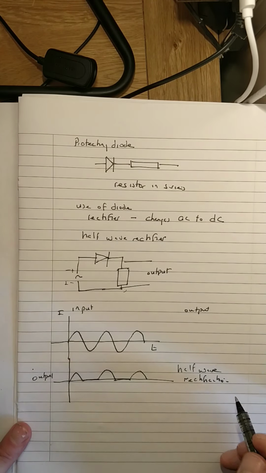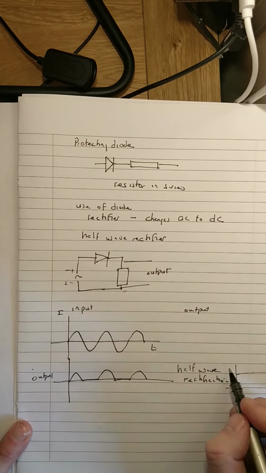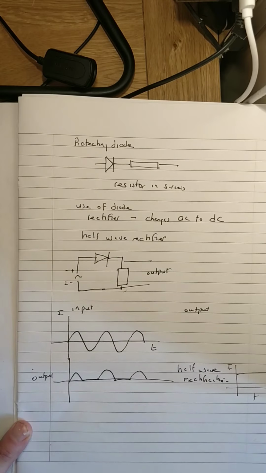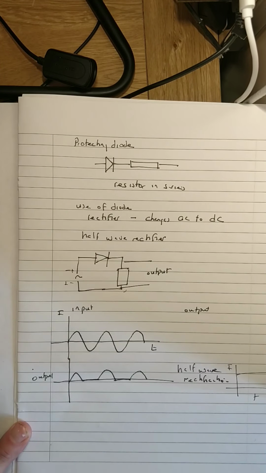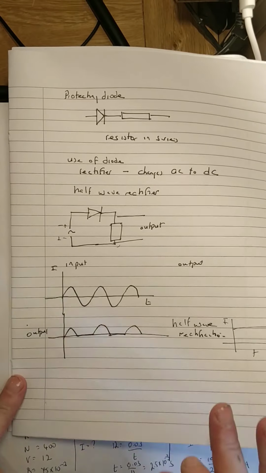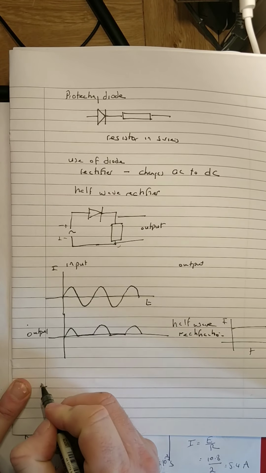Now it's not great, because remember, for DC this is what you want. You just want a constant current or constant voltage. Here what you're actually doing is removing the negative part, and that's it. Okay, we can improve it. The first improvement we can make is by adding a capacitor, called a smoothing capacitor. So watch what it does. Let me draw the circuit again.